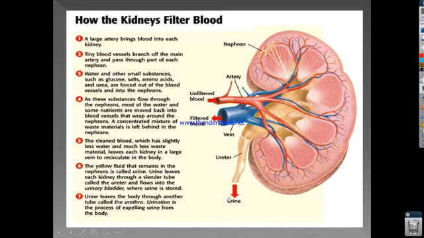Now, what about the clean blood? Clean blood, which has slightly less water and much less waste materials, leaves the kidney in a large vein to recirculate in the body, here through the veins. And the waste is removed from the body through the ureters.